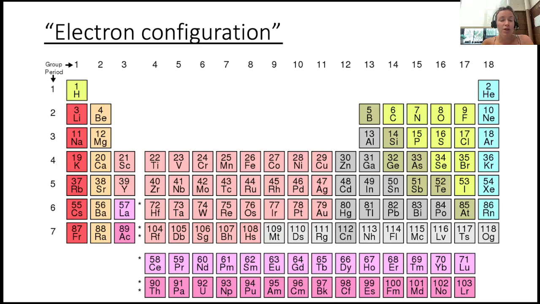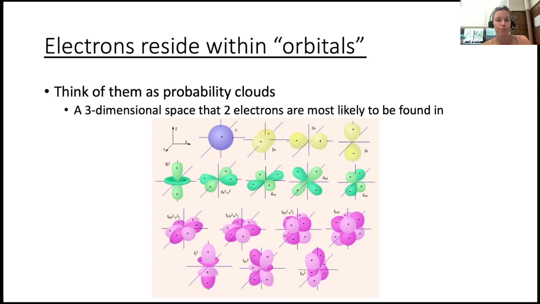And to discuss electron configuration, we need to go a little bit deeper into discussing orbitals. Last week, we talked about how electrons are outside of the nucleus in electron orbitals. But what is an orbital? So I think of an orbital as the space that we will most likely find the electron.